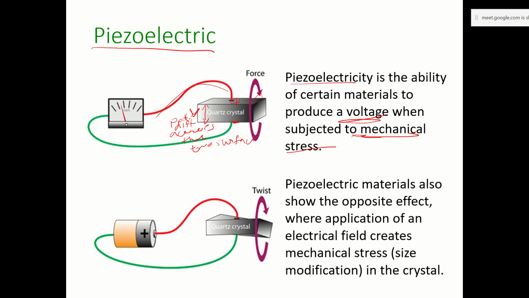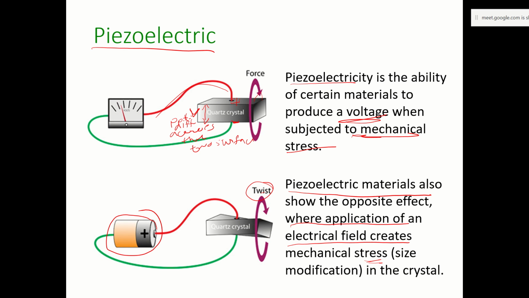In the reverse thing, a piezoelectric material can also show the opposite effect. If you have a source of current, a battery, and you apply a certain potential difference across the crystal, it will show a twisting motion. So vice versa, it is the reverse piezoelectric effect. In this case, when an electric field is applied, it will show stress. So it will show twisting.